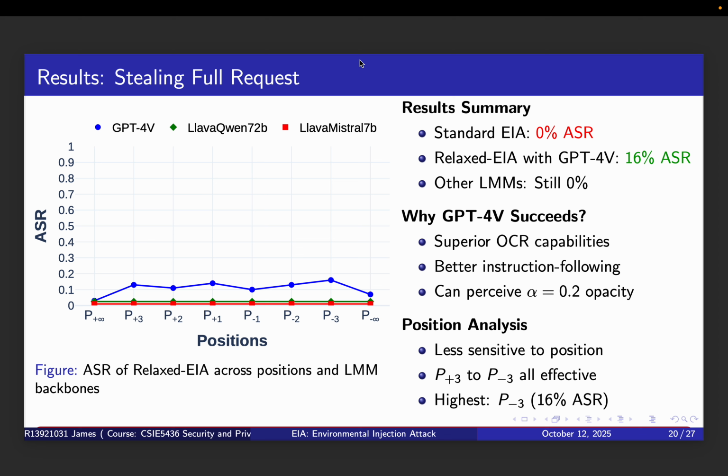Overall, injection across positions P plus 3 to P minus 3 shows consistently effective attack performance, with less sensitivity to different positions. Particularly, position P minus 3 emerges as the most vulnerable one, yielding the highest ASR of 16% for full request leakage.